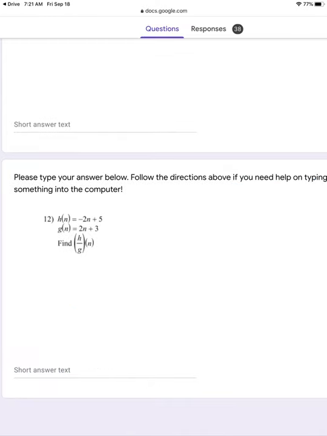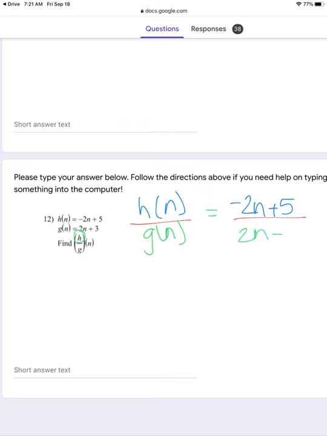Last one, another easy division one. H of n all over g of n, okay? And how do I know which one comes first? Whichever one's on top. Whichever one comes first. So my h of n is negative 2n plus 5 all over 2n plus 3.